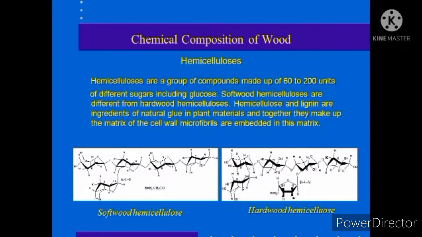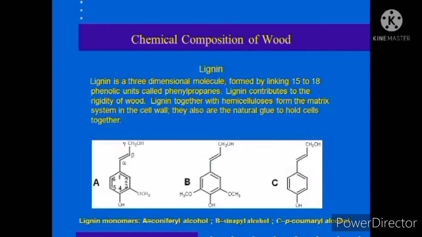Next is hemicelluloses. Hemicelluloses are a group of compounds made up of 60 to 200 units of different sugars, including glucose. Softwood hemicelluloses are different from hardwood hemicelluloses. Hemicelluloses and lignin are ingredients of natural glue in plant materials, and together they make up the matrix of the cell wall. Microfibrils are embedded in this matrix. Next is lignin.